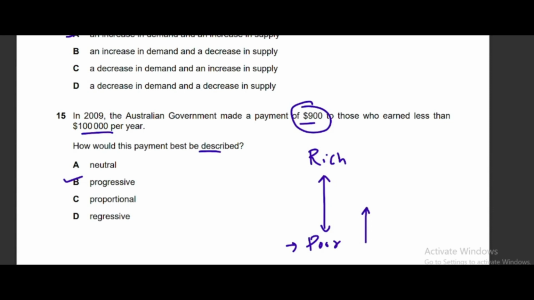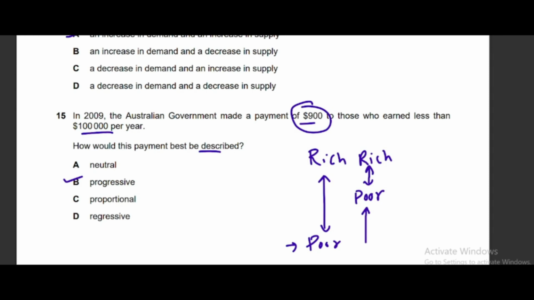So let's suppose the income level of the poor class reaches this point and the income of the rich class is at the same level, for example. So what will happen? Now the gap between the rich and poor has decreased. So progressive taxes and progressive payments are also known as automatic stabilizers, and they reduce the income gap between rich and poor.